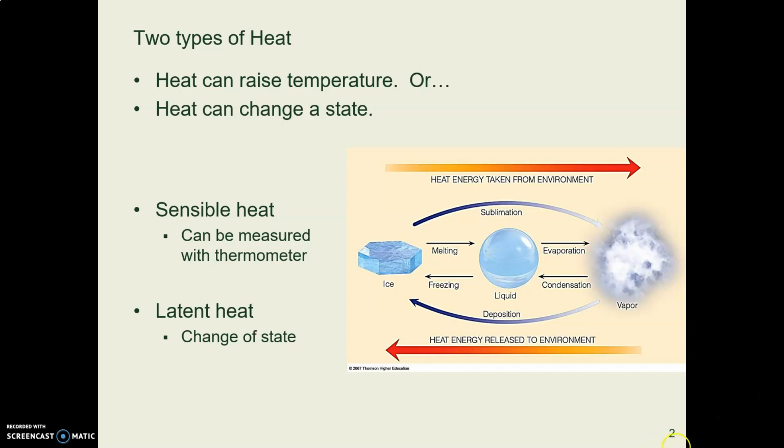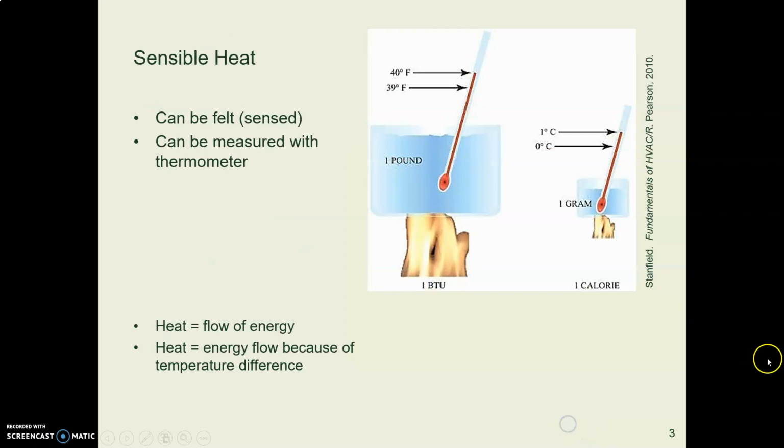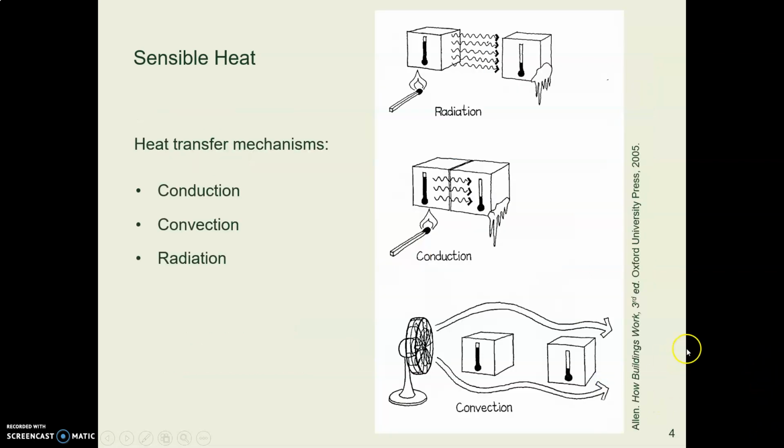But the other thing that can happen is heat can change the state of something from ice to water, from water to steam, from water to ice. That's latent heat being exchanged. So sensible heat is what you can sense. It's what you can measure with a thermometer. And sensible heat can be transferred with conduction, convection, or radiation.